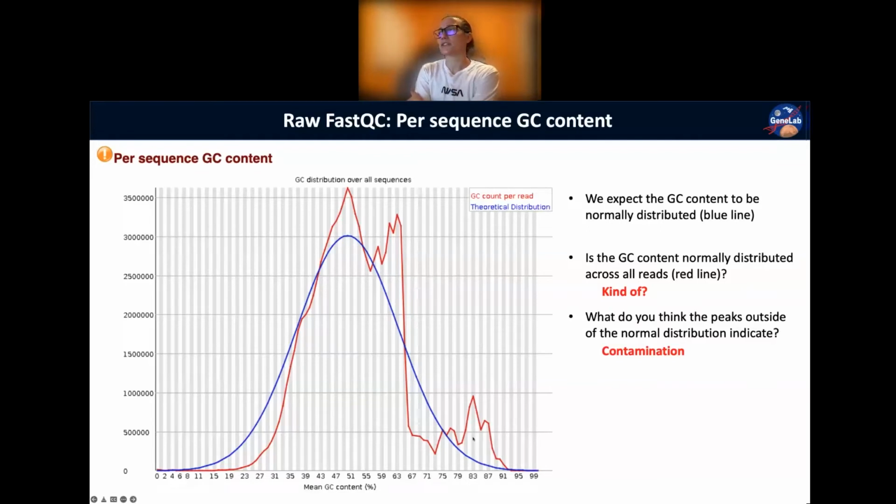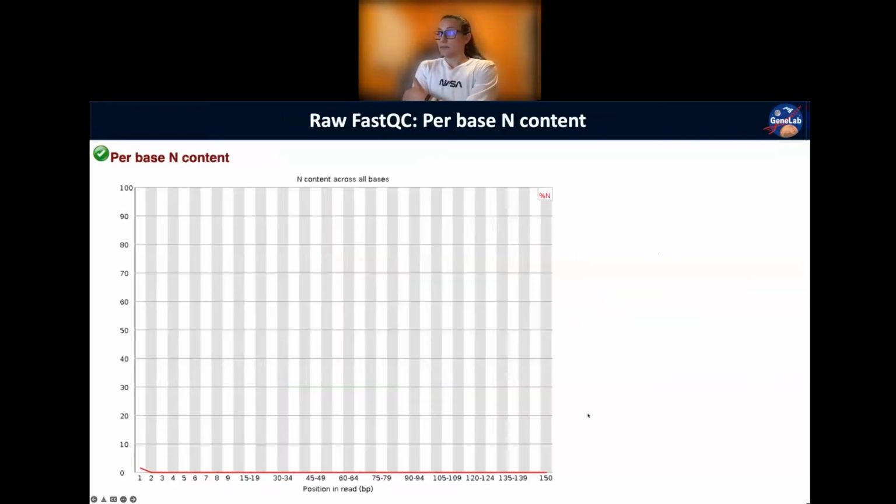But honestly, this actually looks pretty good. I'm going to get into a little more of this bigger GC blip here and what it could be. That has to do with the chemistry of the sequencing, likely.